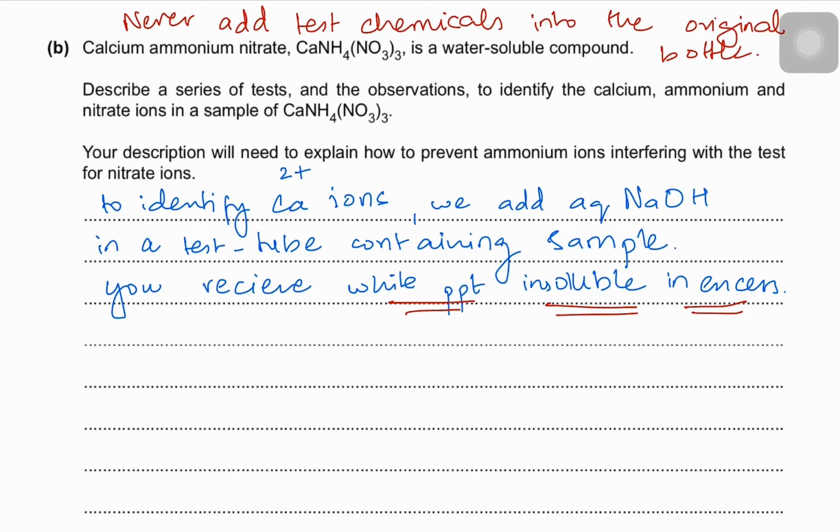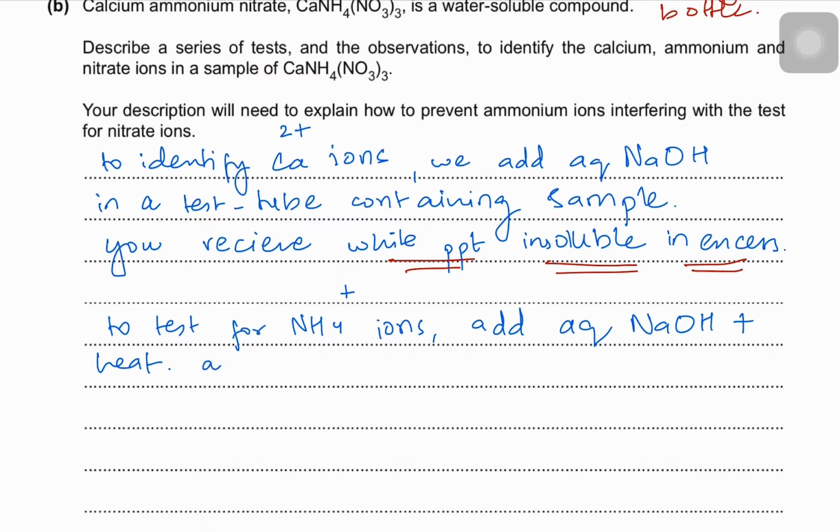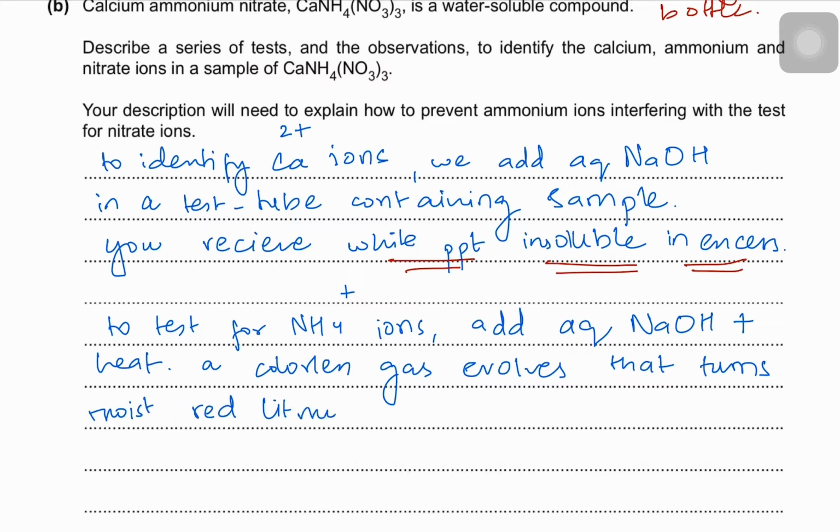Now what will you do to find ammonium ions or nitrate ions? To test for ammonium ions, add aqueous sodium hydroxide plus heat. When you heat it, a colorless gas evolves that turns moist red litmus into blue. Now that is the test for ammonium ions.